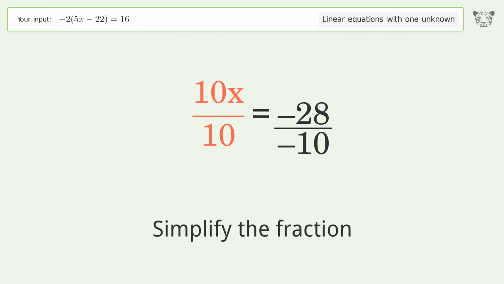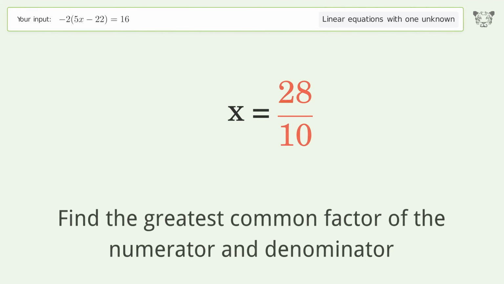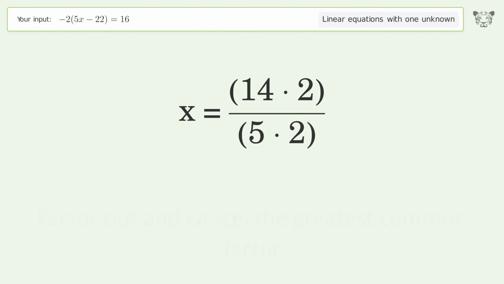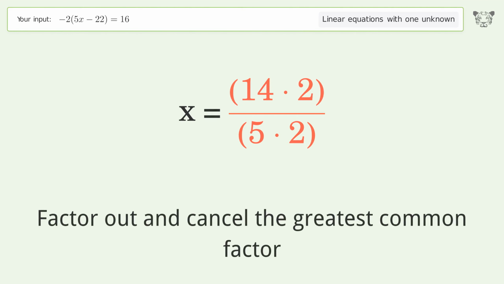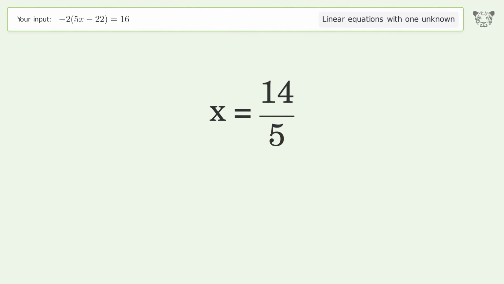Simplify the fraction. Cancel out the negatives. Find the greatest common factor of the numerator and denominator. Factor out and cancel the greatest common factor. And so the final result is x equals 14/5.